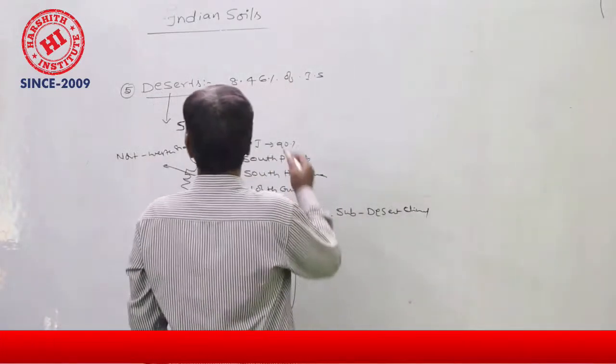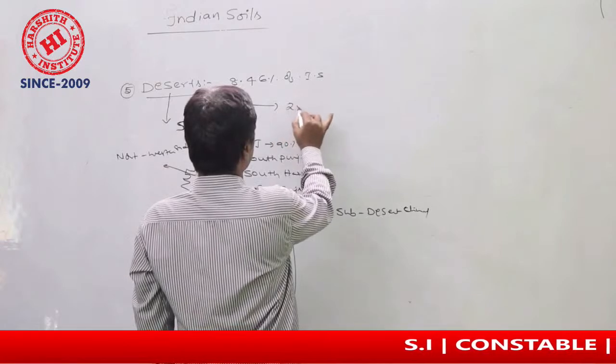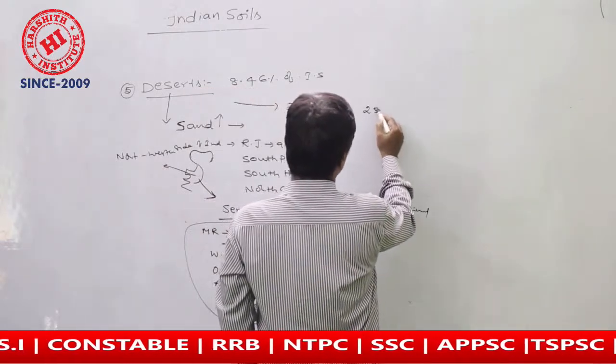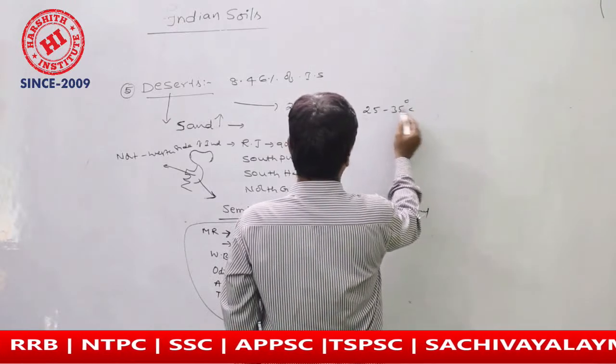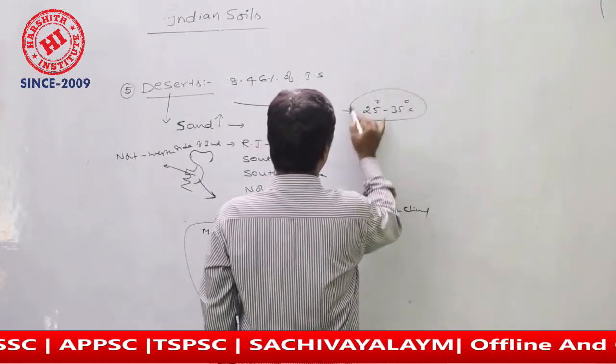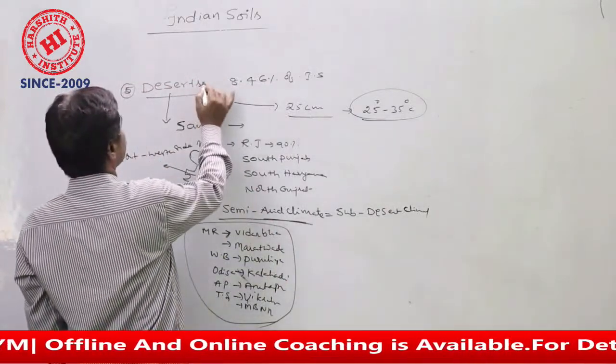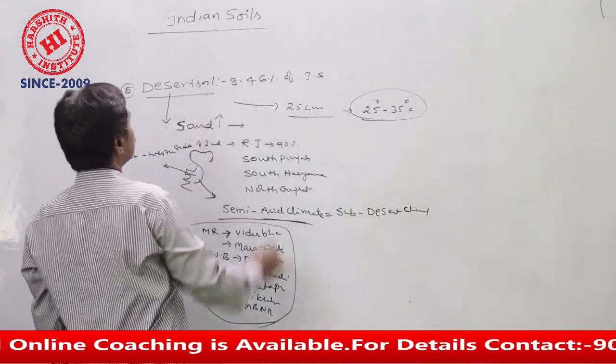So this desert region can receive less than 25 centimeters of rainfall, with an average temperature of 25 to 35 degrees. This is the annual temperature of desert soils, right.